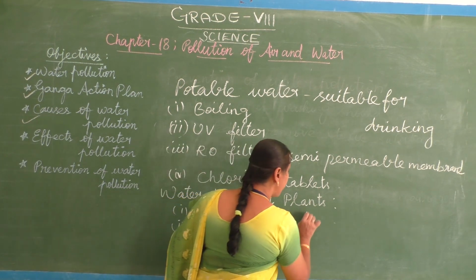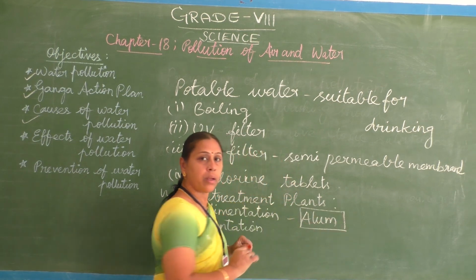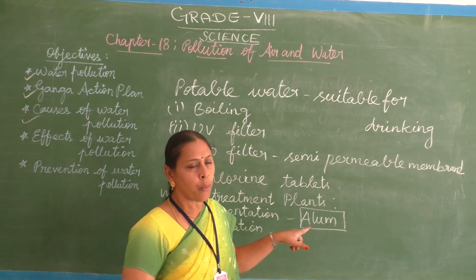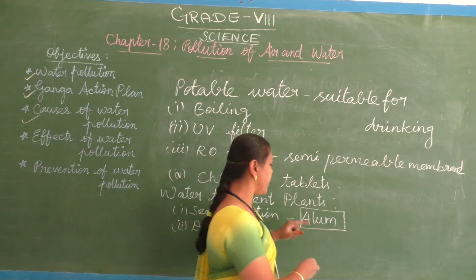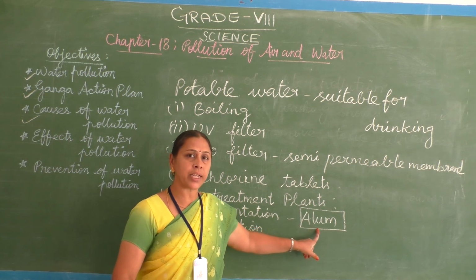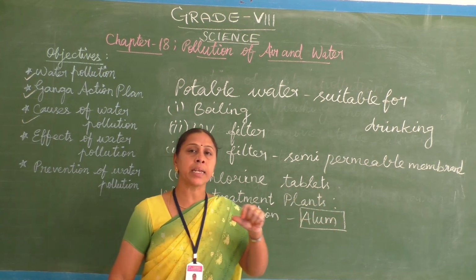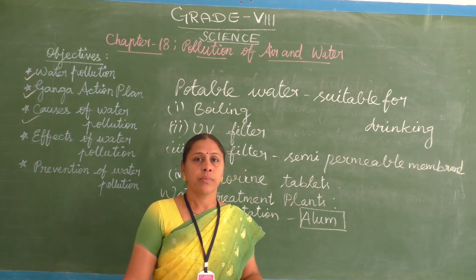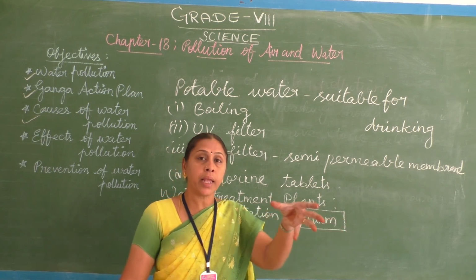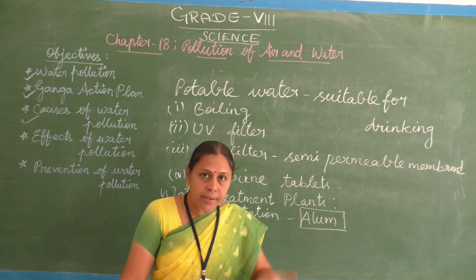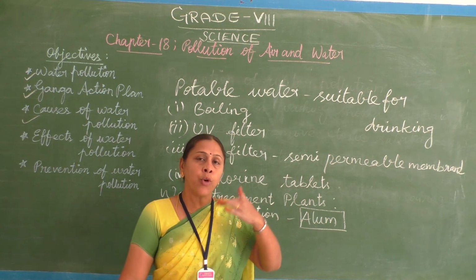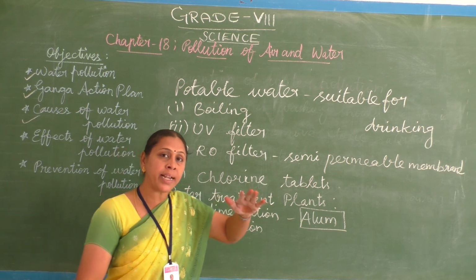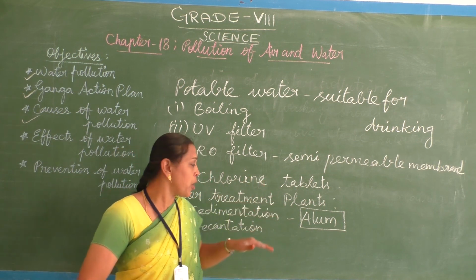And in this they will add one chemical called alum. It is nothing but potassium aluminate. Alum is potassium aluminate. They will add this alum. What it does is make the impurities heavier, and they will settle down. When alum is added to the impure water, the impurities present in the water become heavier and settle down. Like this, in the water treatment plant, they allow the water to remain in the same place for a few hours, and the solid impurities will settle down. That process is called sedimentation.